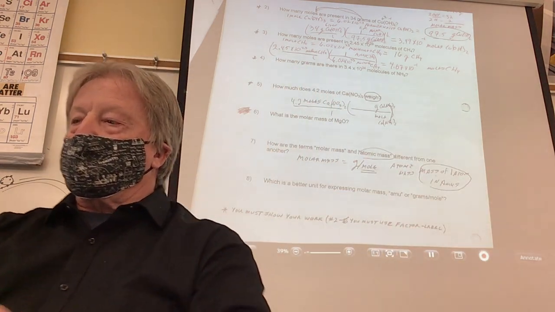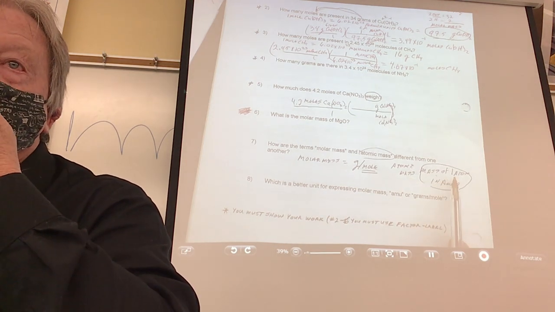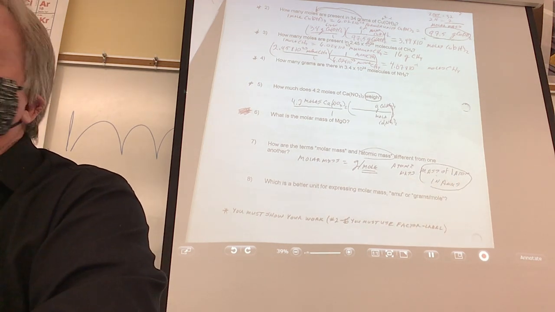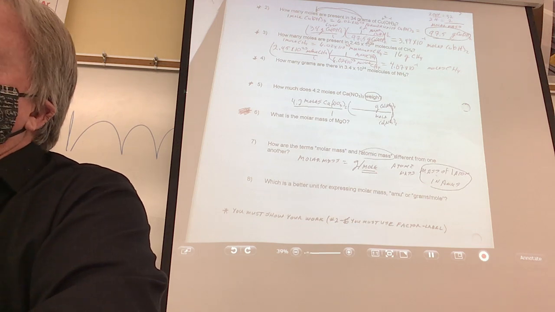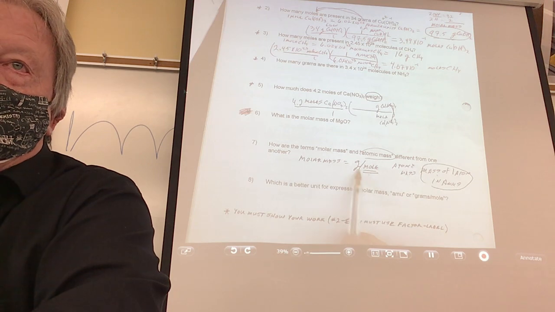All right, so what's the difference again? The atomic mass is the mass of 1 atom in AMUs, and I can look on the periodic table and find that number, can't I? If I use the same number, it'll tell me, if you give me a mole of that, how many grams it is.